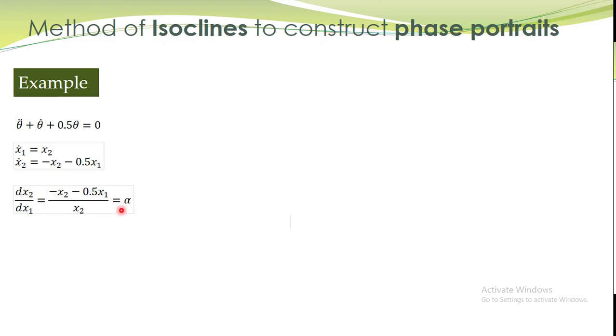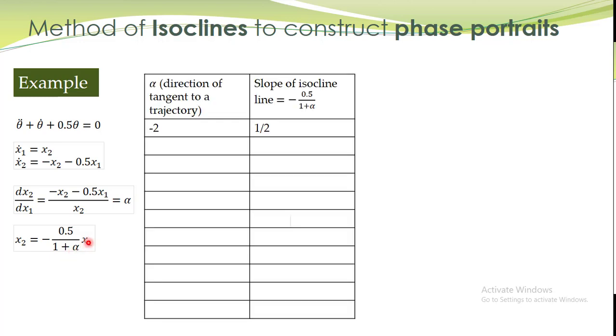Equation of isoclines is the equation which describes the set of all the points in the phase plane on which the trajectories will have the same tangent slope. So this equation is rewritten over here. This is again an equation of a straight line. We shall draw these isoclines for different values of alpha. So let's take a few numerical values of alpha, and corresponding to those values of alpha, we draw the isoclines.